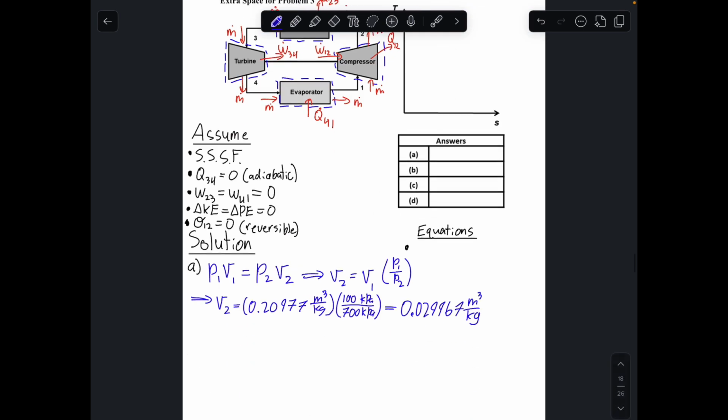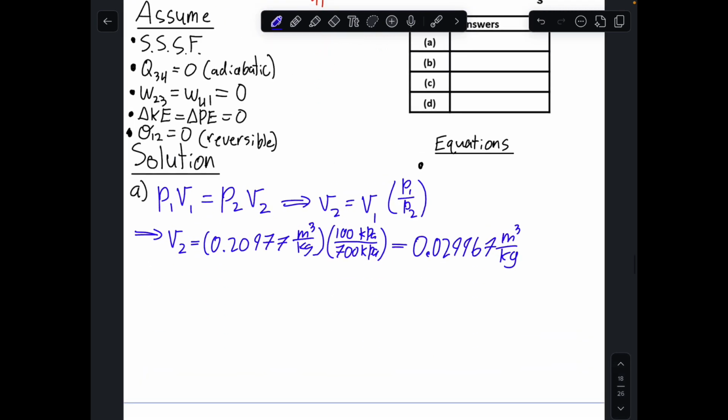And so I'll just write that down here. We found from the superheated vapor tables, T2 should be equal to 30 degrees Celsius. So that will be our final answer here.